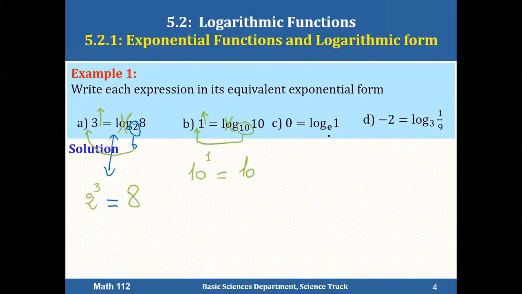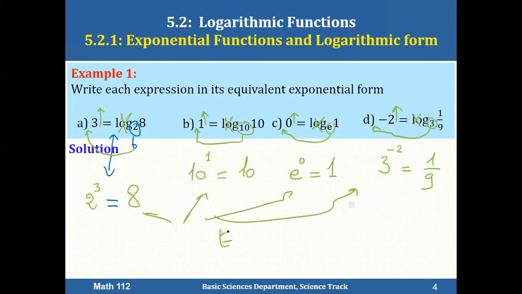Here, what is the base? E. The base is E. It comes here, the 0 goes up as the exponent, and cancel the log, it becomes E to the base 0 equals 1. Same thing here. What is the base? 3. 3. Minus 2 goes up and the log goes away. Is it clear? Easy? Easy. Okay. So this is how to transform. All these expressions are in exponential form.